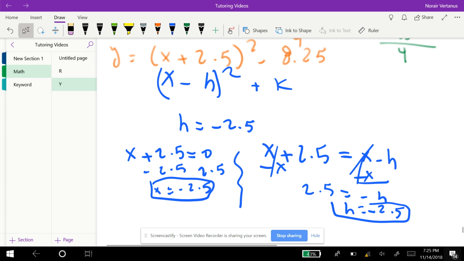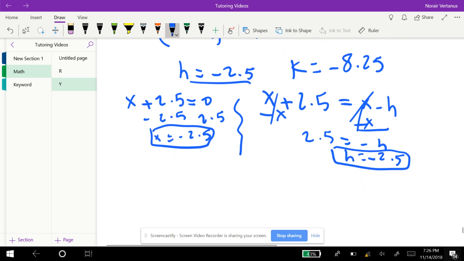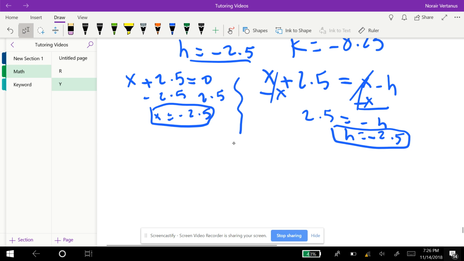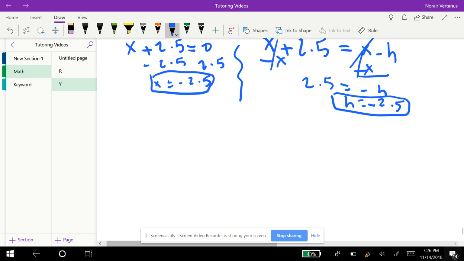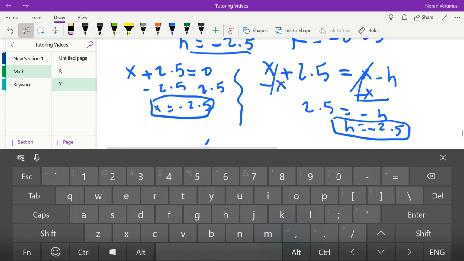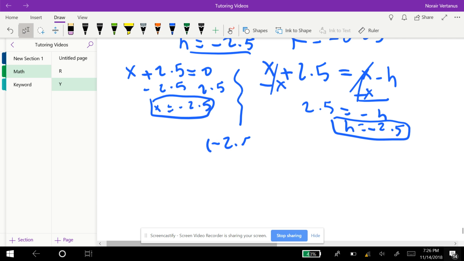That's how you know. But of course, when it's positive, you can just mentally learn this. If this is positive, it's going to be the opposite of 2.5. h is negative 2.5. There it is. And what is k? k is equal to this whole thing, whatever it is, so negative 8.25. So the vertex is what? We already got it earlier, right? So it's going to be negative 2.5 and negative 8.25, which we had earlier. All right, done.